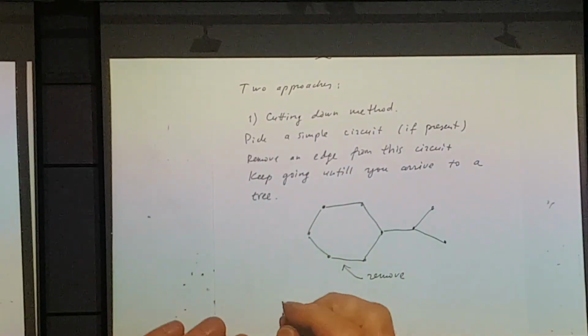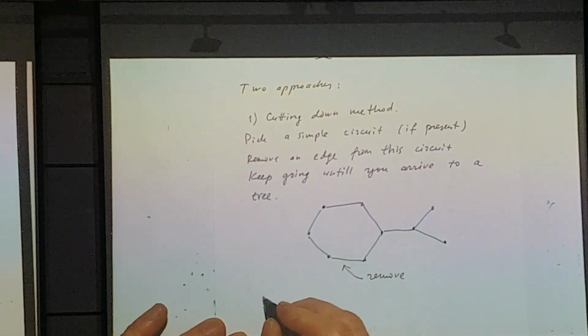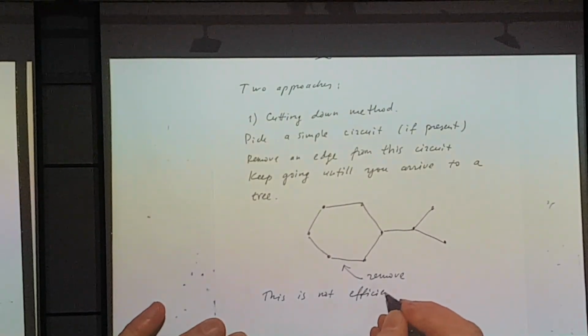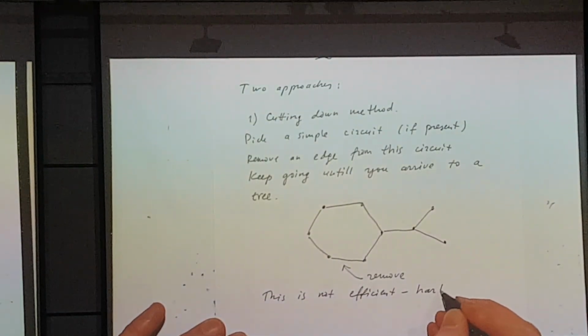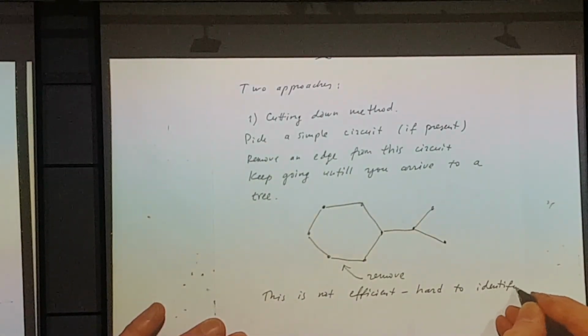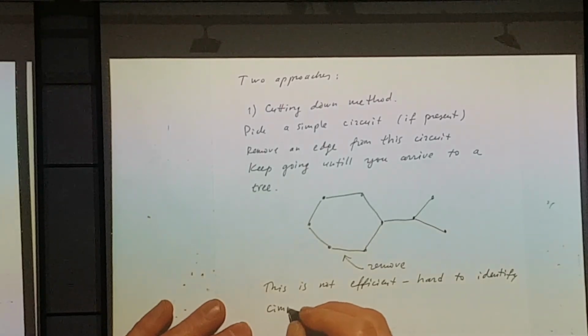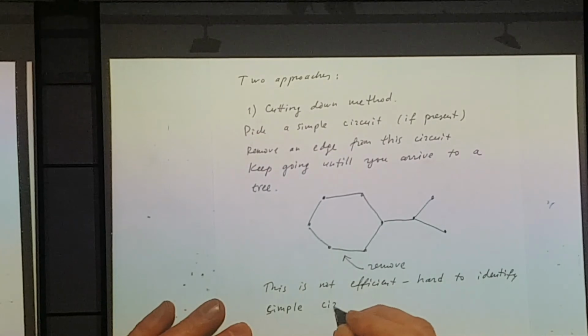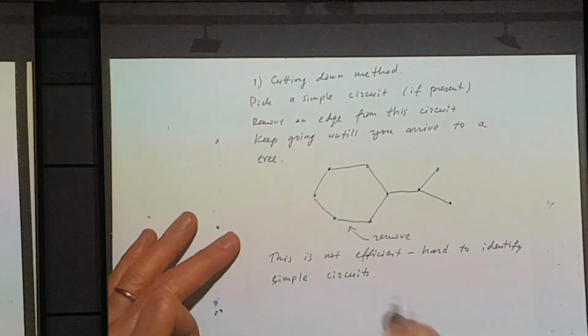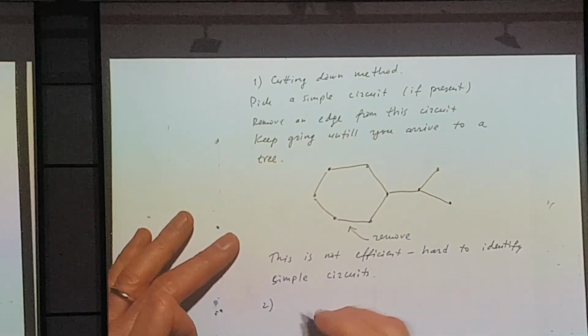Right, so let's just write down that this is not efficient because it's hard to identify simple circuits. So another strategy is called the building up method.